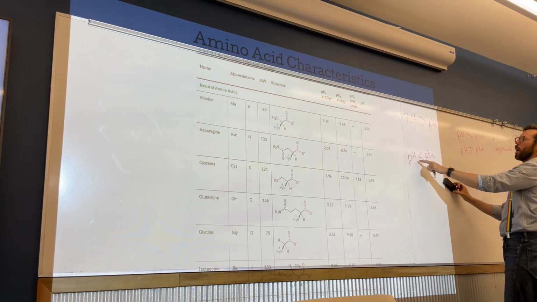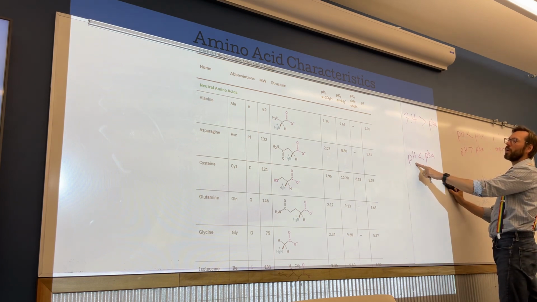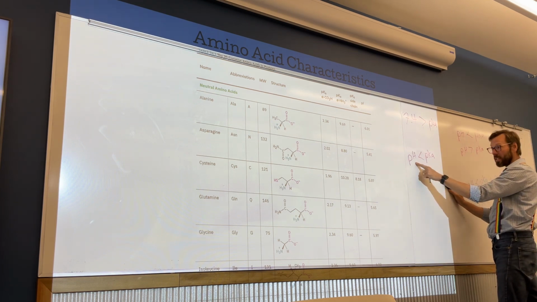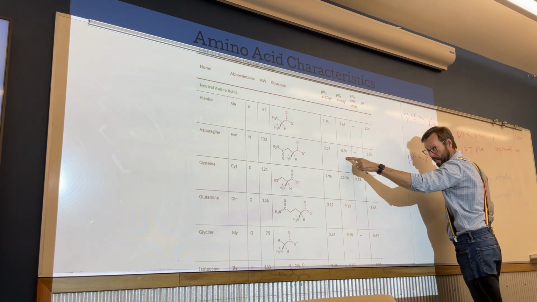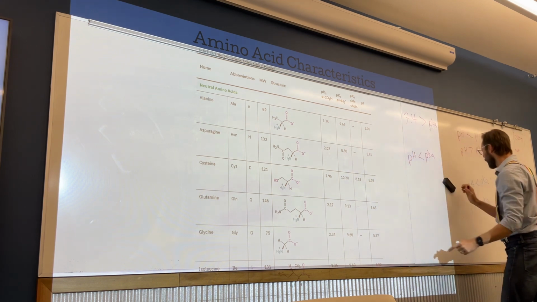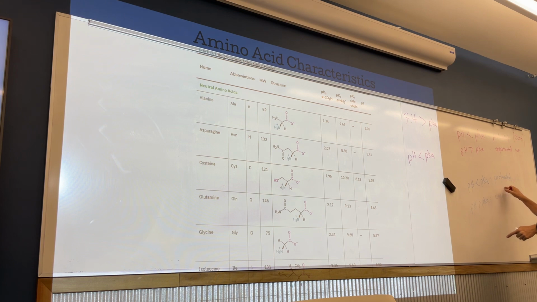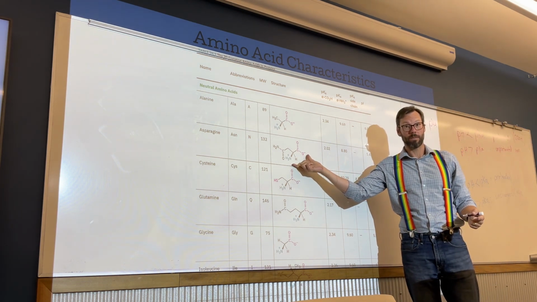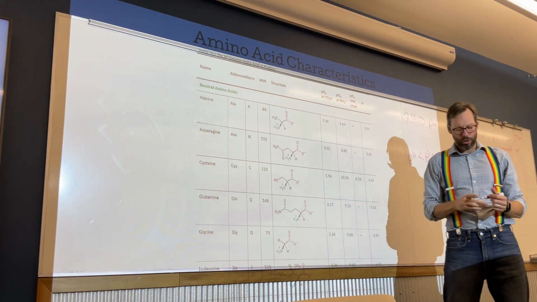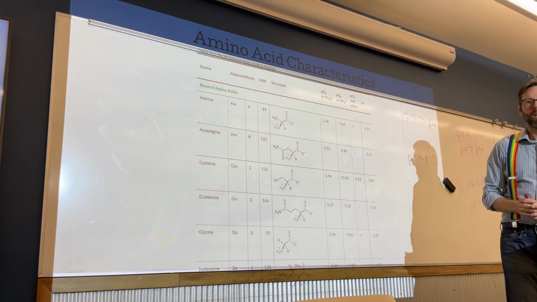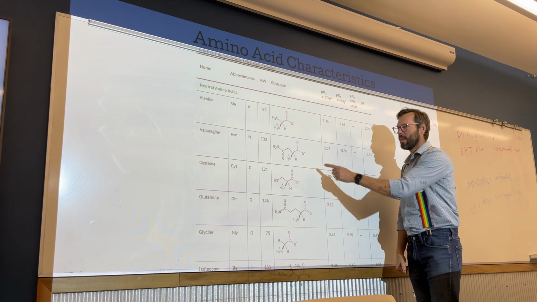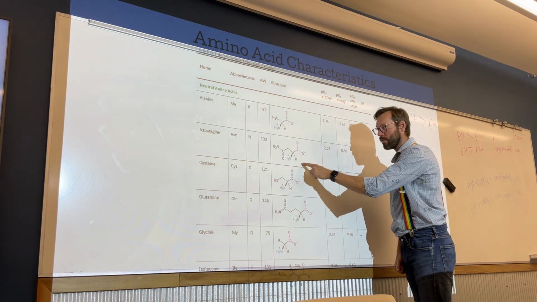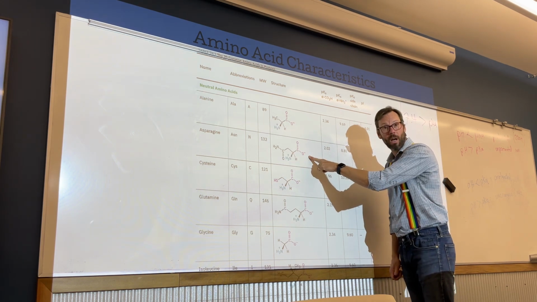In this case, pH is less than pKa, right? Because it's 8.80. And when it's less than, it's protonated. So it's going to look like this. And that should make sense because I said at physiologic pH, that's how these are written. It's a zwitterion at physiological pH.